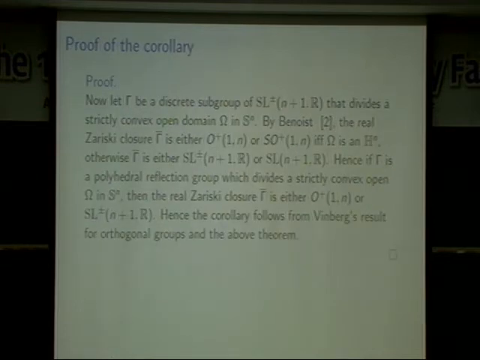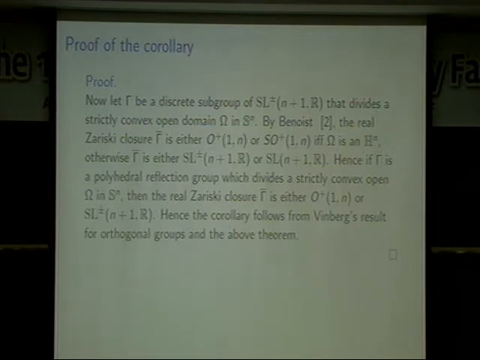So let gamma be a discrete subgroup of SL plus minus n plus 1 R that divides a strictly convex open domain Omega. Then the real Zariski closure of gamma is either the orthogonal group or the unimodular orthogonal group if and only if this Omega is in hyperbolic space. Otherwise, the Zariski closure of gamma is either SL plus minus n plus 1 R or SL n plus 1 R.